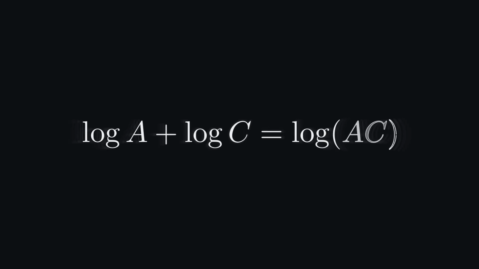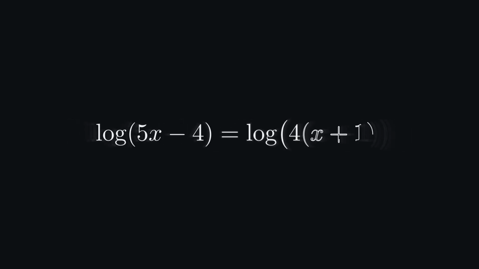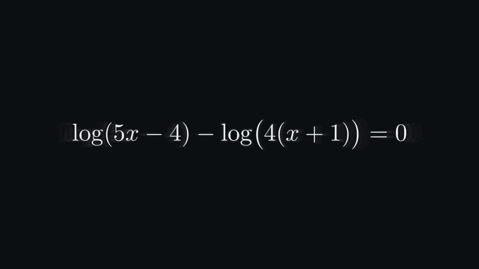Next, we will use the product law of logarithms. The product law states that the sum of two logs is the log of their product. Applying the product law, we rewrite the equation as log of 4 times x plus 1. Now, let's move everything to one side of the equation. This gives us log of 5x minus 4 minus log of 4 times x plus 1 equals 0.